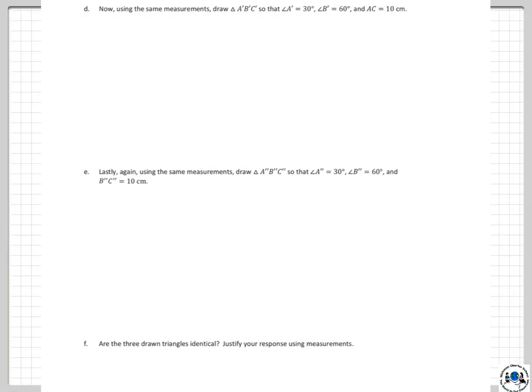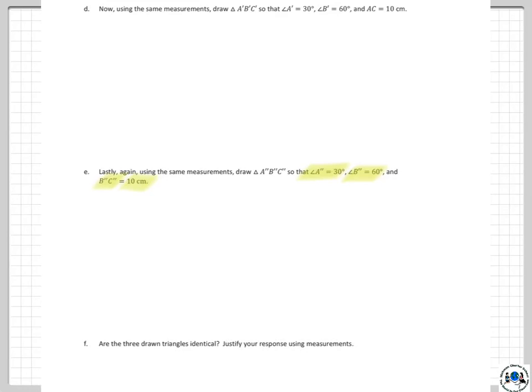Okay, and that's here. Lastly again, use the same measurements to draw. Now we have A double prime, B double prime, C double prime, so that angle A double prime is equal to 30, angle B double prime is equal to 60. Those are the same. And B double prime, C double prime, which is the segment, is equal to 10 centimeters. Okay, and you can see now we've shifted that as well.